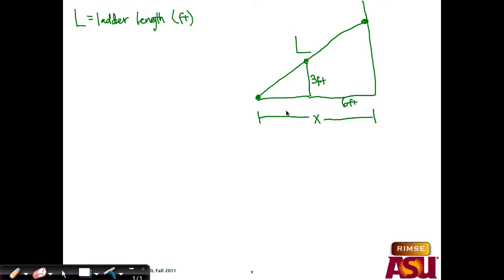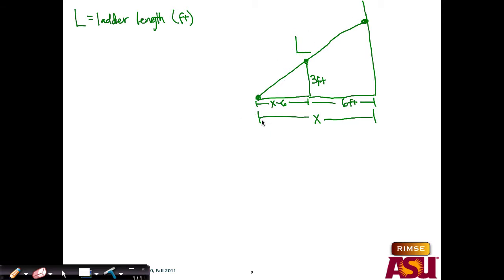But if this whole length is X and that's 6, then I can call this X minus 6. And that's the length just from there to there. 6 feet is the rest of it. So the X minus 6 and 6 makes X. The reason I picked X for this whole length is so that it can be related to the length of this triangle.